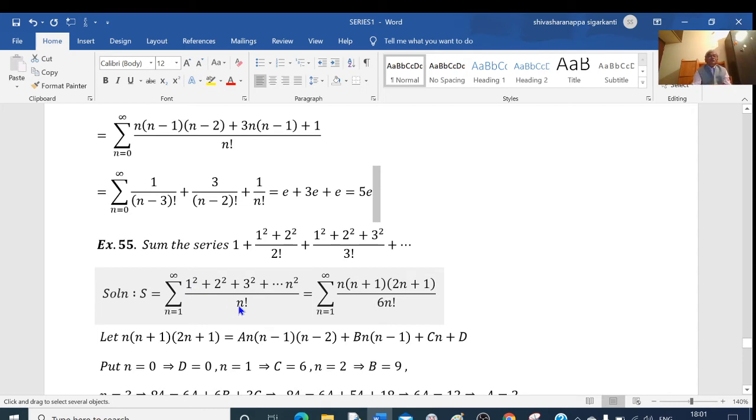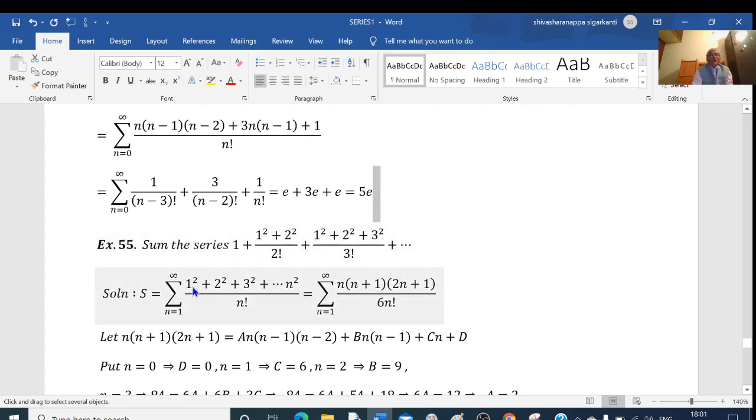If I take n equal to 2, next term, this is 2 factorial and I am getting 1 square plus 2 square. If I take n equal to 3, then I am getting 3 factorial, 1 square plus 2 square plus 3 square. Yes, I am getting the terms. So S is equal to this summation.